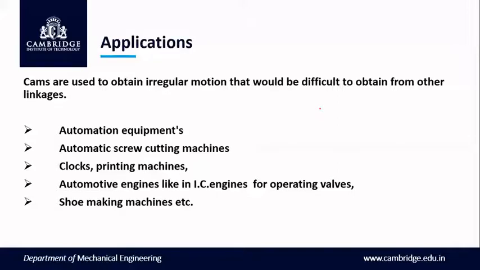Some of the applications of cams: they are commonly used in automation equipment, automatic screw cutting machines, clocks, printing machines, automotive engines like IC engines to operate the inlet valve and outlet valve, shoemaking machines, and many more applications. They are commonly used to obtain irregular motion that would be difficult to obtain from other linkages. These are some applications of cams.